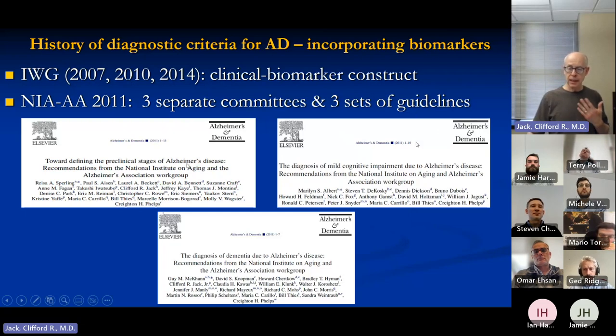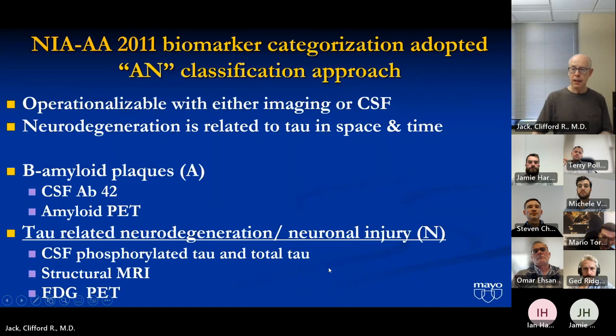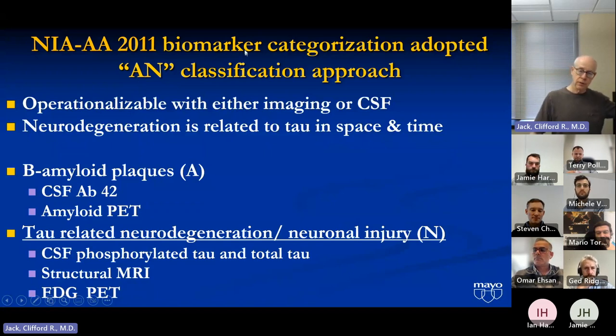And all three of these NIA-AA sets of guidelines published in 2011 employed this notion of two categories of biomarkers, biomarkers of amyloidosis and then biomarkers of tau-mediated neuronal injury or neurodegeneration. So that's where this AN classification approach arose. It arose out of the 2011 NIA-AA research guidelines, three separate guidelines.